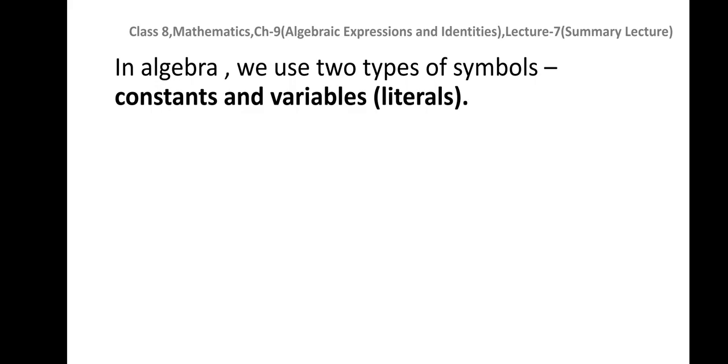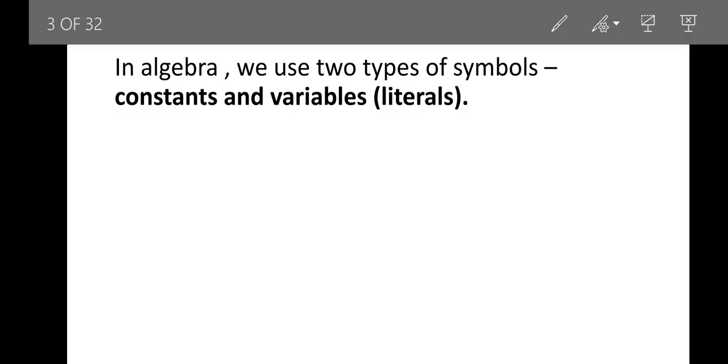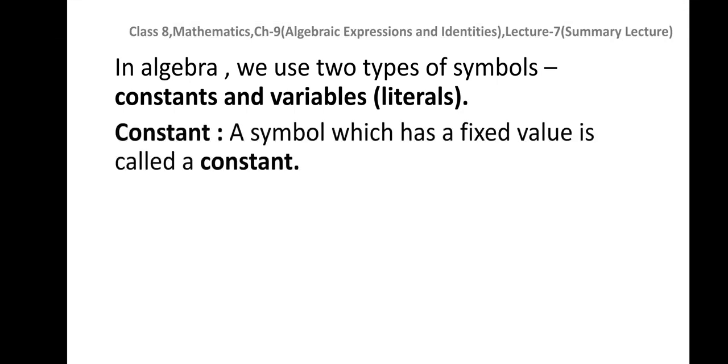So basically in algebra we use two types of symbols, constants and variables, and the other name of variables is literals. What do you mean by a constant? A symbol which has a fixed value is called a constant. For example, 7, minus 3. Here I have written two examples. There can be many more, like square root of 2, that is under root 2, 2 minus root 3, pi, 2 over 5, that is a rational number, 2 by 5, minus 7 over 2. All these come under the category of constants.